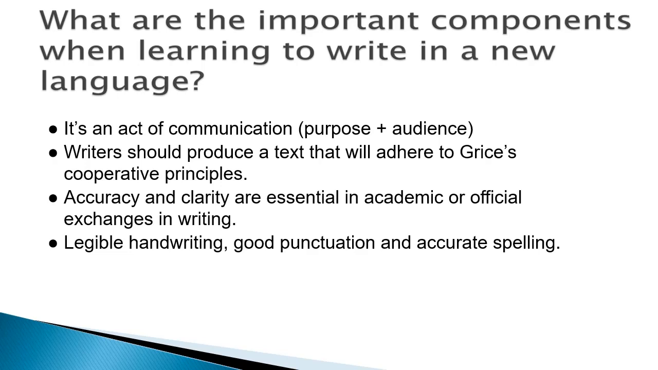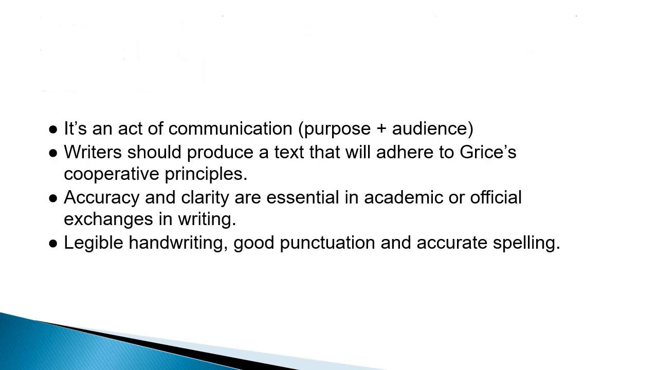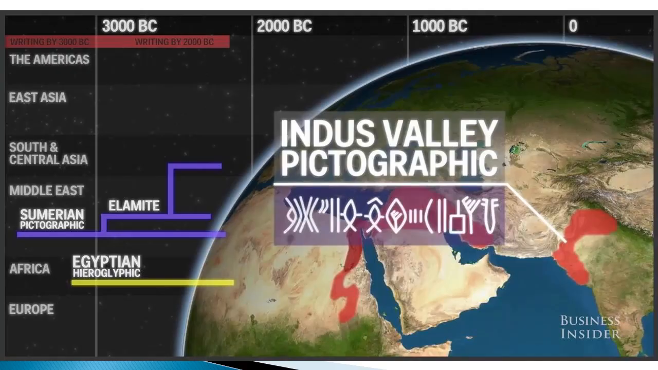In academic or official exchanges in writing, it is important that the linguistic accuracy, clarity of presentation, and organization of ideas support the efficacy of the communicative act, since they supply the clues for interpretation. Finally, we also need to make students understand that legible handwriting, good punctuation, and accurate spelling are very important things if you want to be an effective writer. Let's watch a short video about the world's first written system.